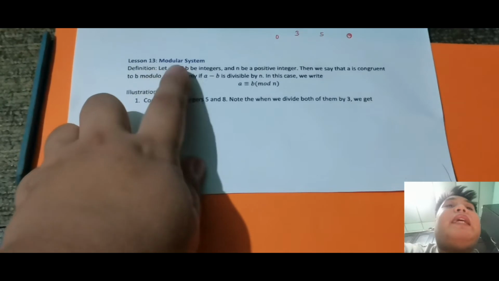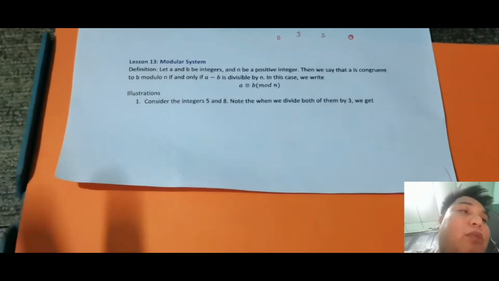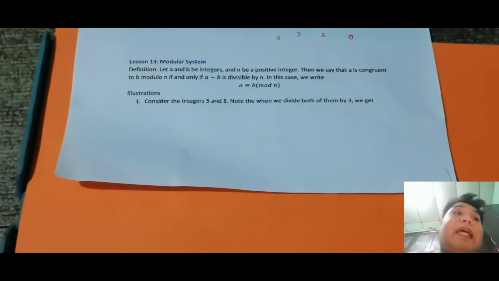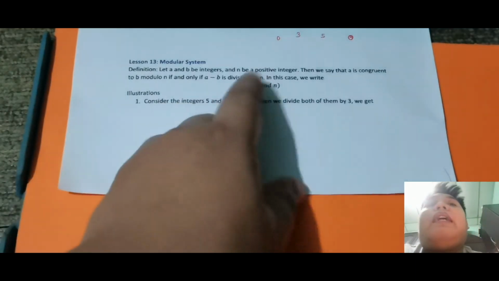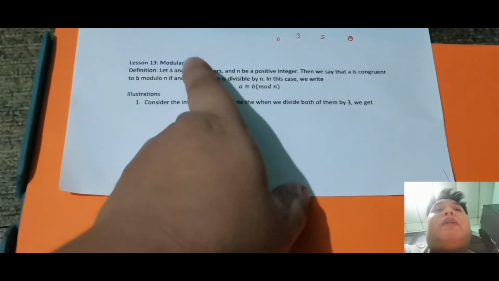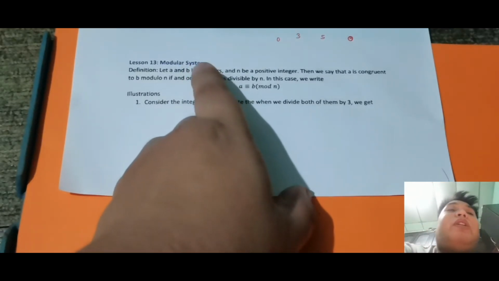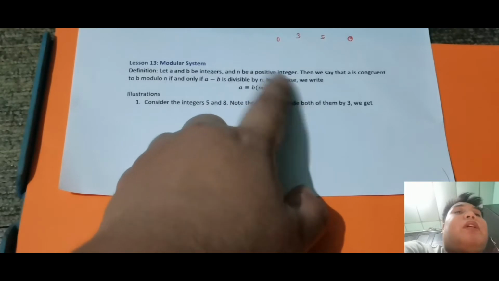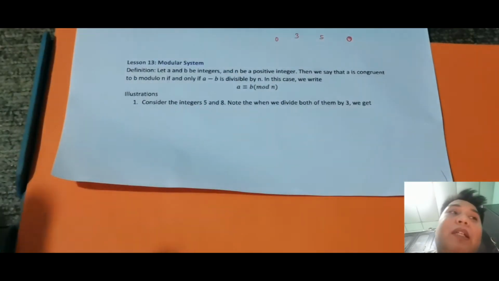So we have the modular system. Definition: let a and b be integers. Mula dito sa modular system, ang pinag-uusapan natin is just integers. Alam mo naman kung ano yung integer. And let n be a positive integer. So, meron tayong a and b which are integers, possible sila mag-zero, negative, or positive. But we have a positive integer n. Ganun magbasa ng definition.